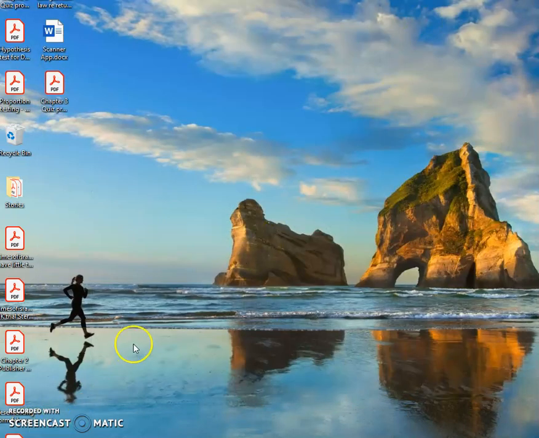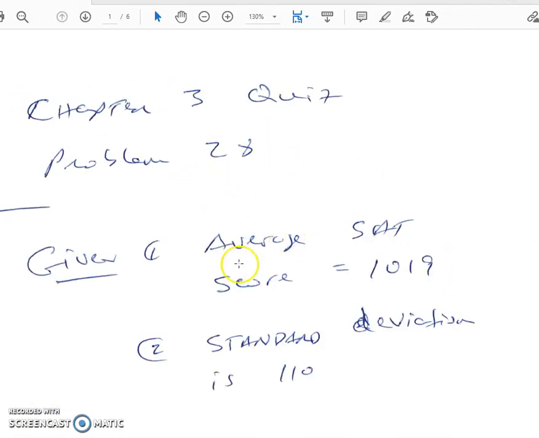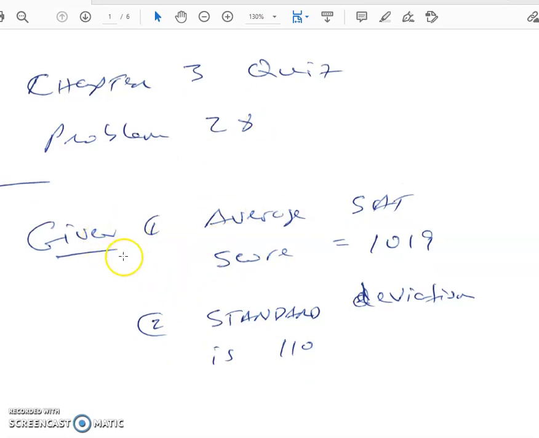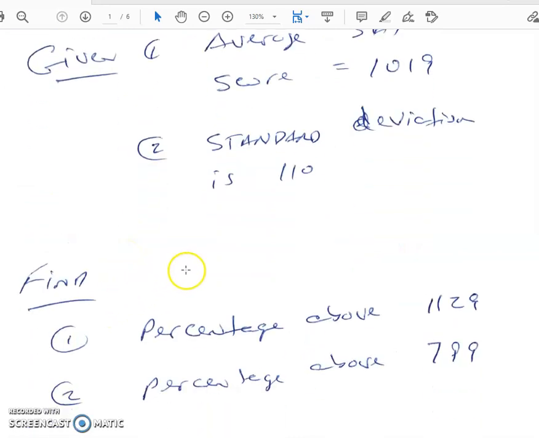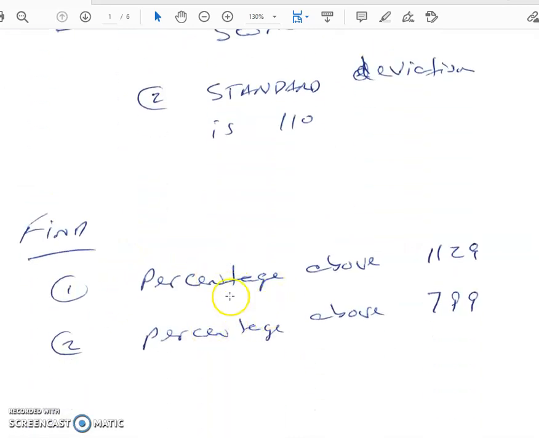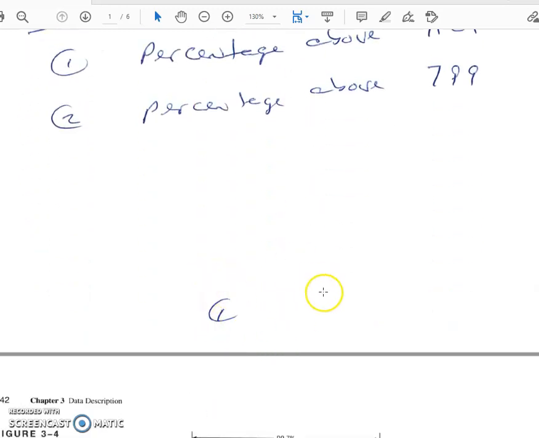Okay, so here's my handwritten solution that I wrote out. Here's the format I always use. I write down what is it that I'm given. I'm given certain information. And then I'll say, what is it that I'm supposed to find? What information am I looking to find? And then I always put a page number at the bottom.